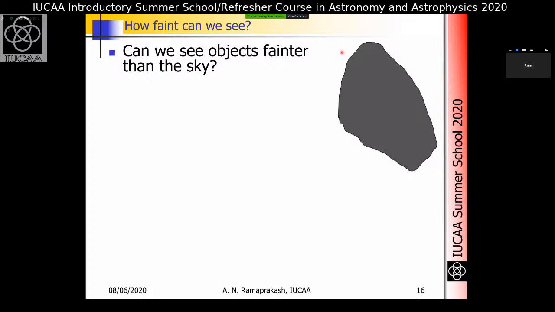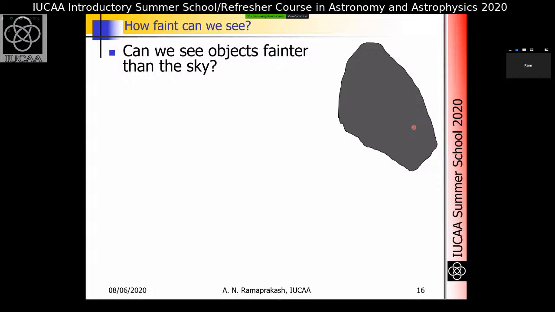Now, I'm trying to illustrate that by something here. This is just a patch of the sky. I put a star at that patch of the sky, which is this bright. Now, if I make that star fainter and fainter, at some point you don't see the star because the sky light is brighter than the star light. You stop seeing that star.